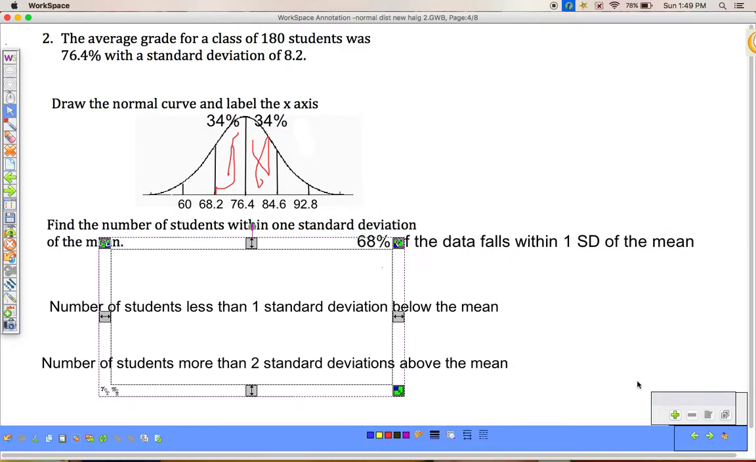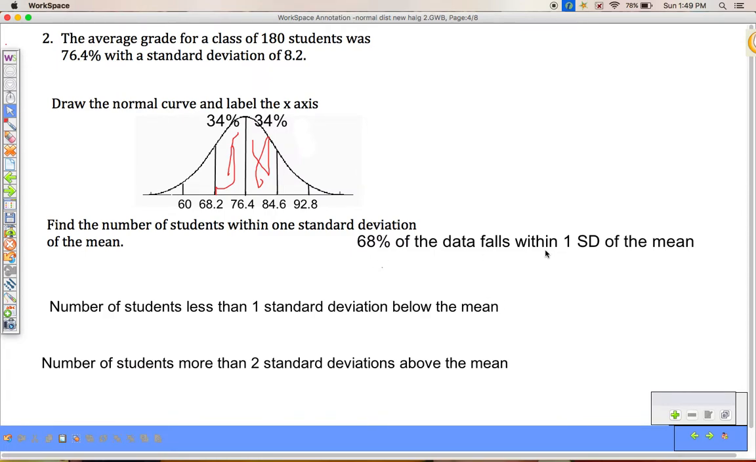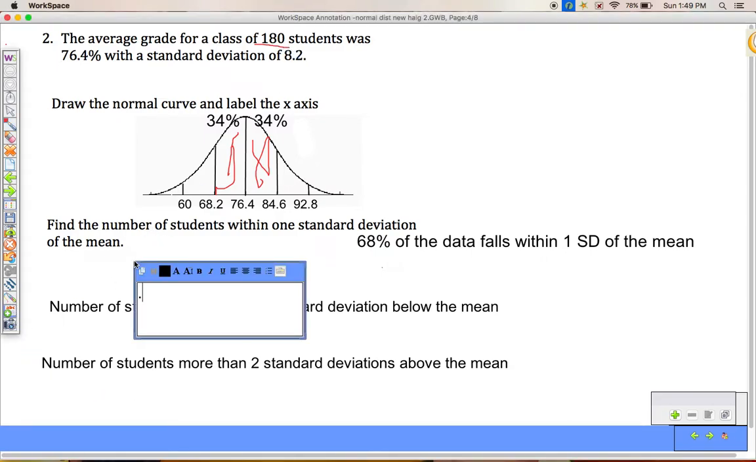All right, so if 68% falls within 1 standard deviation and I had a total of 180 students, I'm going to take 68%, 0.68, multiply it times my 180 students, and give me a second while I go get a calculator.